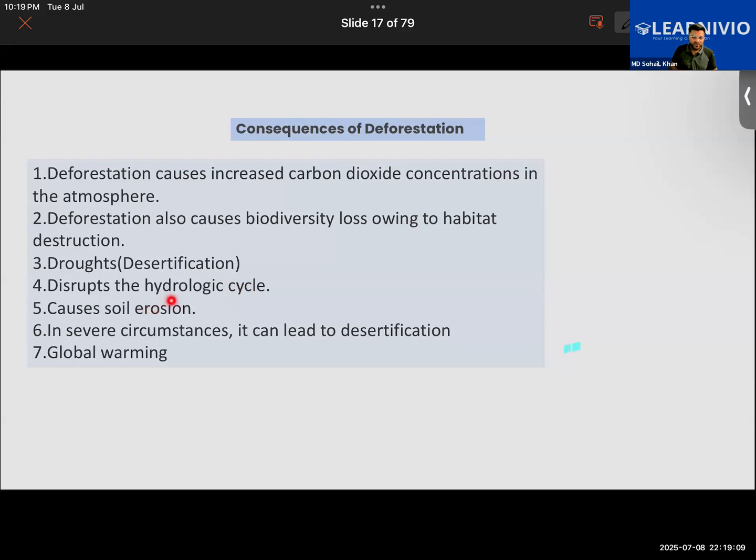You guys try to explain this one to me one by one. How will it disrupt the water cycle? Sir, as we cut down more trees, it will reduce the transpiration, so reduce the water vapor in the air, so it disrupts the water cycle. Okay, good. Yes, Duha.